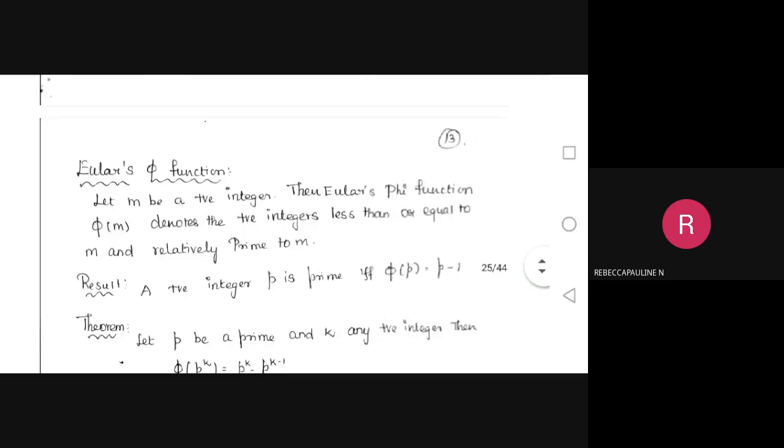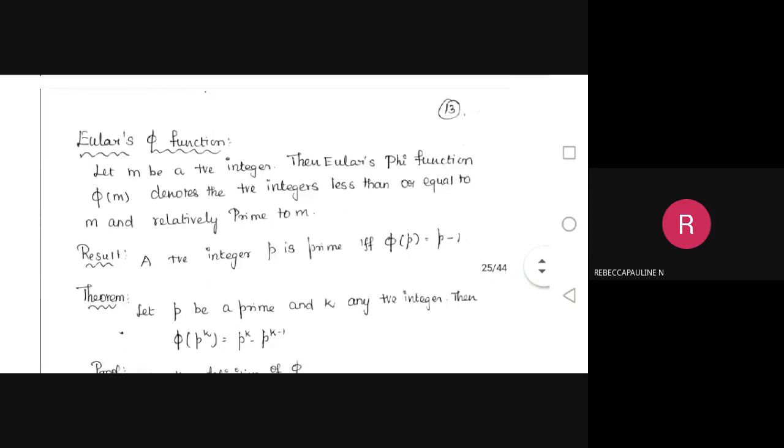Next, Euler's function. Generally, Euler's function is represented by using the letter phi. Let m be a positive integer. Then Euler's phi function can be denoted phi of m.